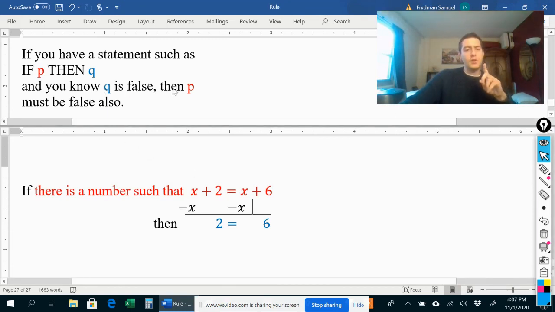And by the way, this would be called the contrapositive. If I have an if P then Q statement, then the contrapositive would be if not Q, then not P. So I'll just throw a little vocabulary in there at the end.